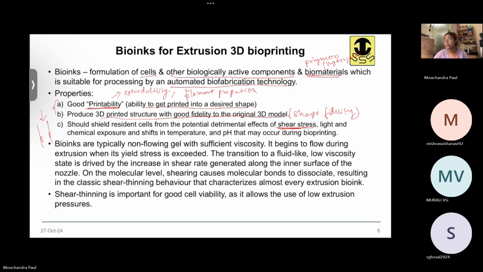Okay, so these are the three properties that a bioink should have. Any questions?